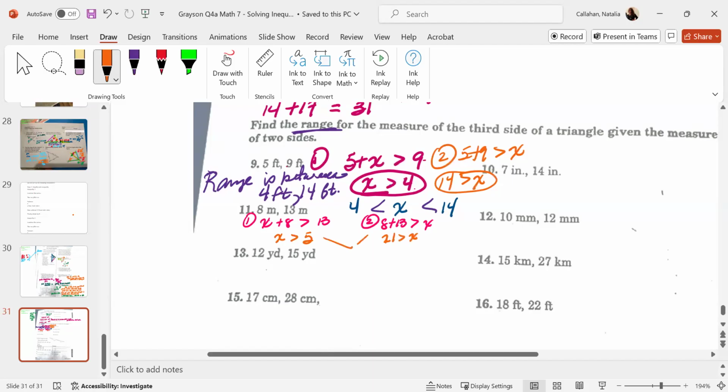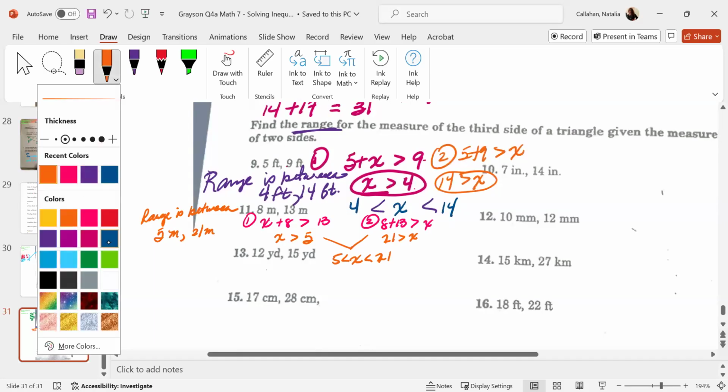So when you combine them all together, 5 goes on the left, 21 goes on the right. It should look like this. And you should just write: range is between 5 meters and 21 meters.